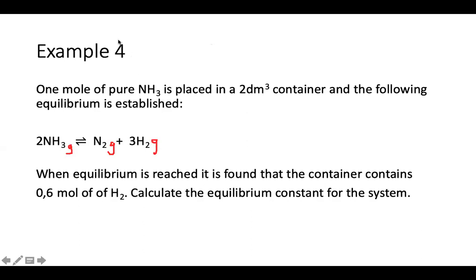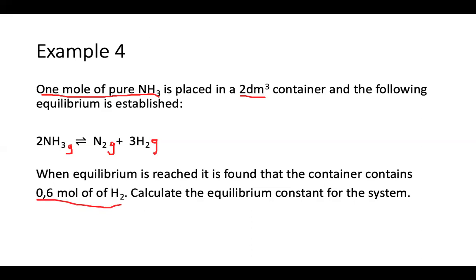Now the question is, when equilibrium is reached, it is found that the container contains 0.6 moles of hydrogen. Calculate the equilibrium constant for the system. If you see a sum like this, they gave you the volume of the container, which is 2 dm cubed. They tell you that at equilibrium 0.6 moles of H2 is available, and that 1 mole of NH3 is placed in the container. So let's highlight those points. We've got 1 mole of NH3, a 2 dm cubed container, and 0.6 mole of H2. All the other information is not given.